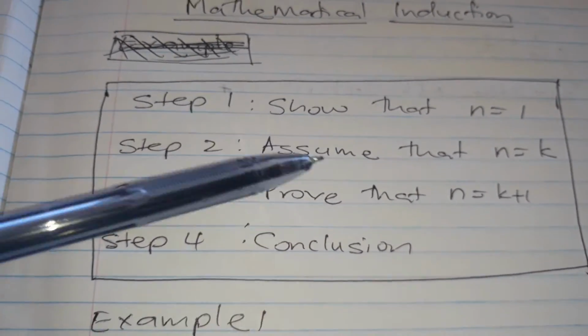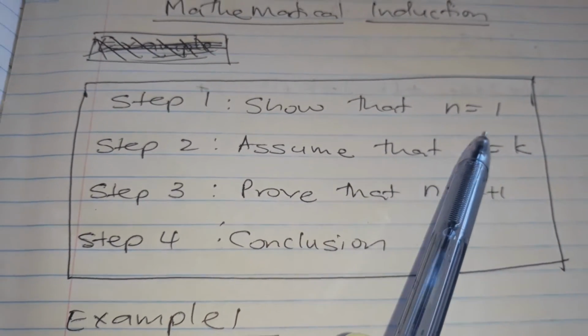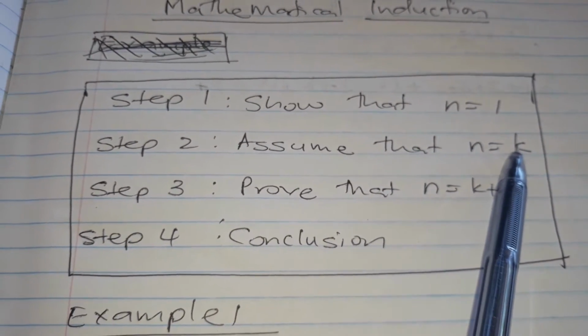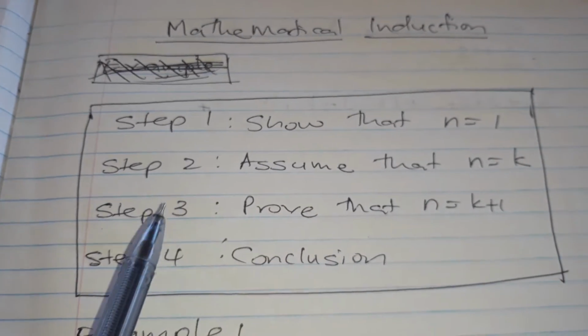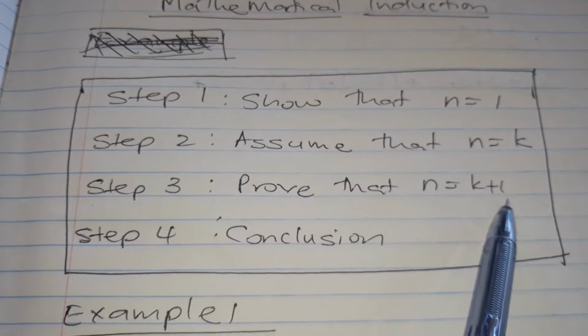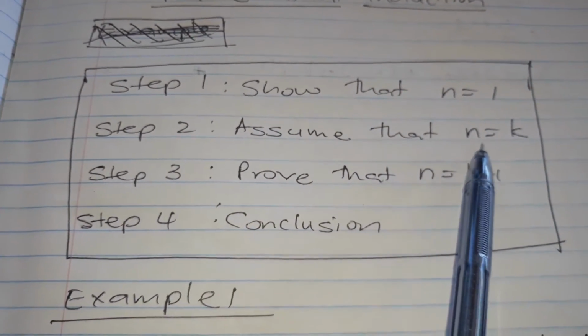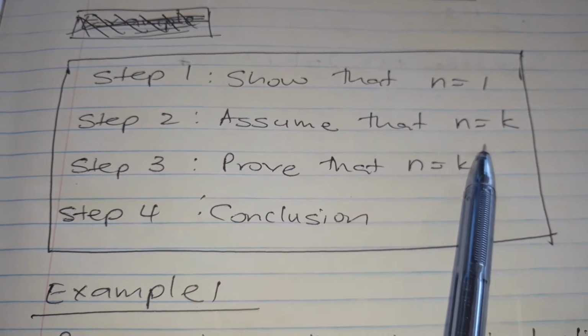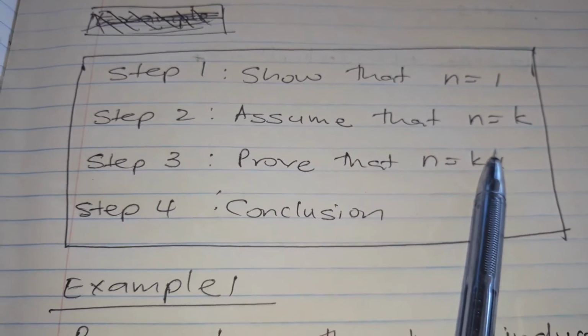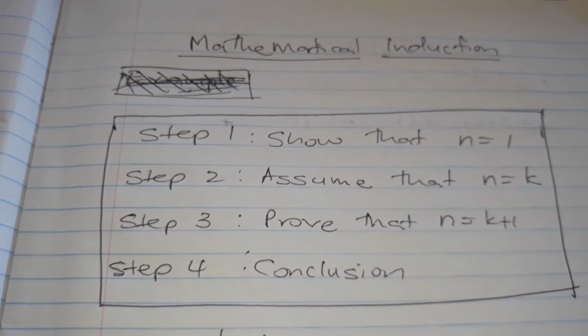Step 2, assume that n is equal to k. That means everywhere that I see an n, I will replace it with k. Step 3 is prove that n is equal to k plus 1. That means everywhere that was there as n, where I substituted it as k, I will now substitute it as k plus 1. And step 4 is writing the conclusion. We are going to look at a few examples together.